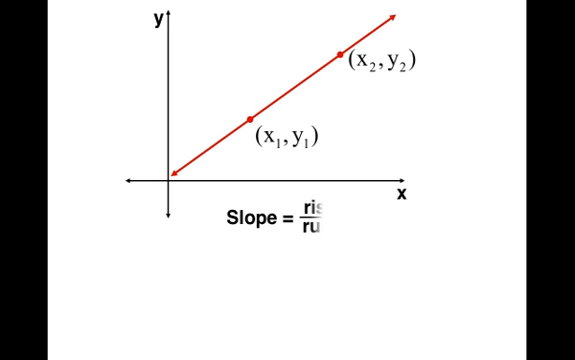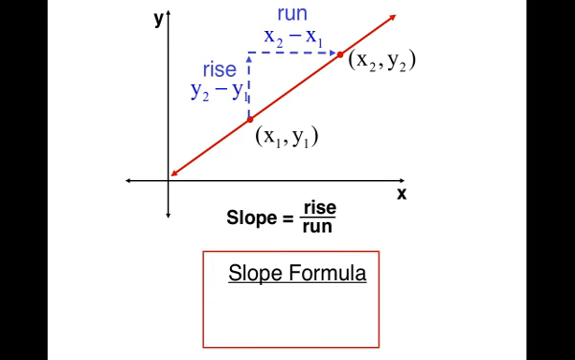So remember, slope is equal to rise over run. So if we go do our rise, which would be y2 minus y1, remember y is our vertical, over our run, which would be x2 minus x1, we can find our slope. So the slope formula is m, remember that slope, is equal to y2 minus y1 over x2 minus x1. So we're just going to be doing some subtracting here.